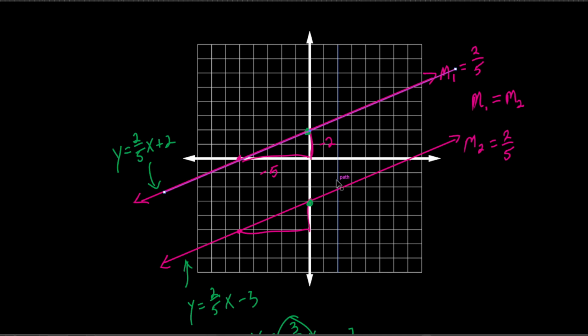And it says they're parallel if and only if their slopes are equal. If and only if basically means you can switch the if and the then part around. It says if two non-vertical lines are parallel, then their slopes are equal. Or you could say if the slopes are equal of two lines, then they are what? Parallel. Okay, that's what if and only if means.